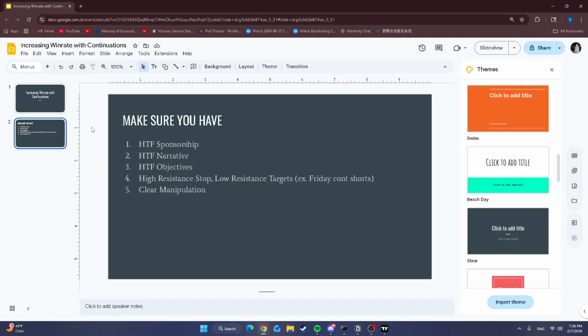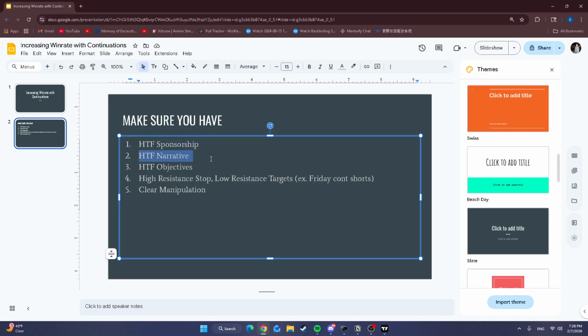So going into what you want to make sure you have, obviously you want to have that high time frame sponsorship, high time frame narrative, which is like your bias. Like you want it to align with the trend, right? You don't want to be trying to take a continuation short against the trend. High time frame objectives, you want to make sure your objectives are all still intact. You don't want to be trying to take continuation longs, let's say if the daily objective, like the highs, are already taken, then you're kind of just taking continuations into nothing, and it's kind of just pattern trading.